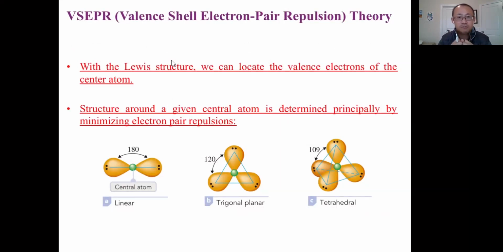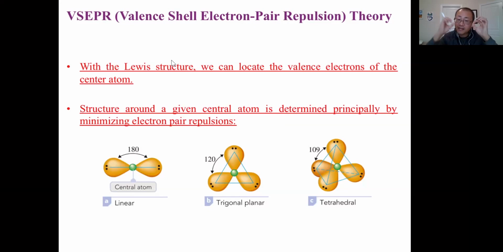From the Lewis structure, we can locate two things. One is the valence electrons in different groups. Remember, valence electrons are around the central atom. If we look at the central atom, we can tell how many groups of electrons are on the central atom.